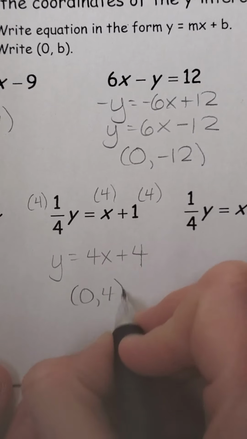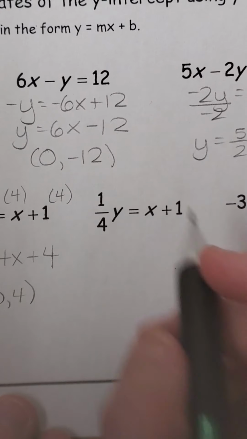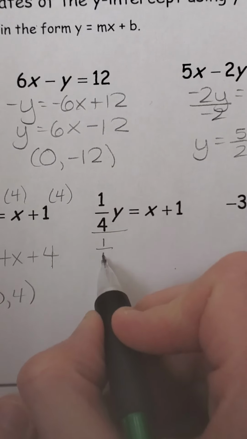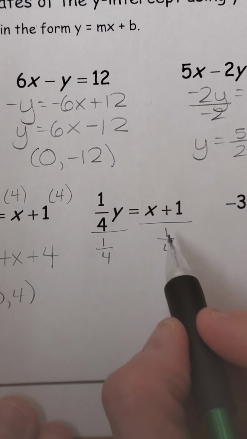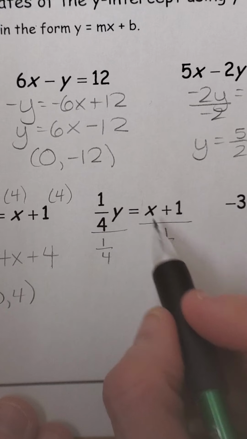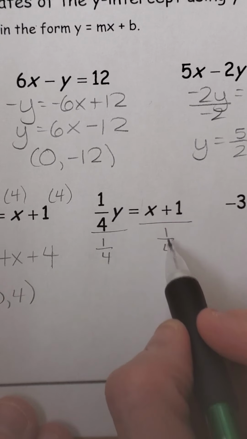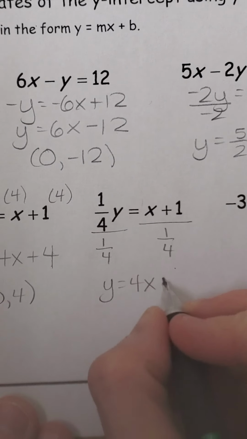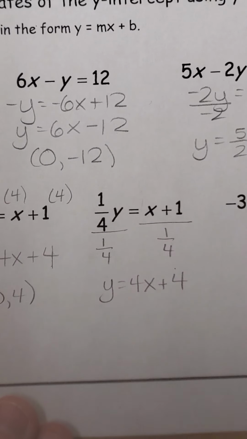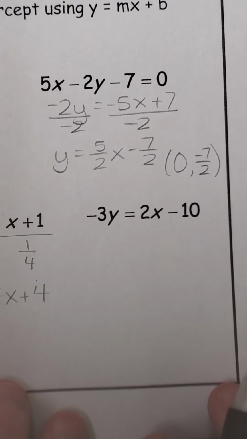The other way to do that, though, would be, of course, to divide everything by 1/4. And we know when we take 1 divided by 1/4, when we're dividing fractions, it's 1 times the reciprocal. So we get the same thing, of course, but then we have to do it to the constant as well. So it's entirely up to you which one you want to do.